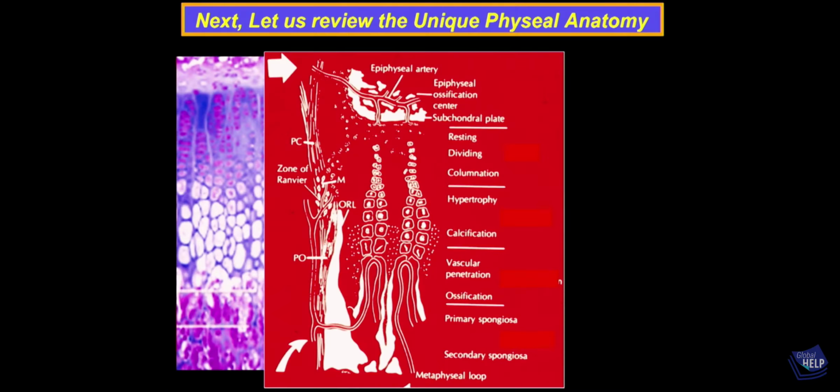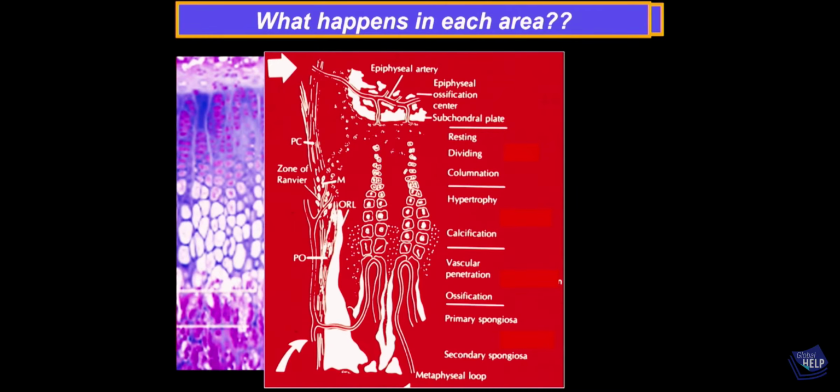So let's look at the unique physeal anatomy, and we'll look at each part of the physis. This is the physis. The physis is so-called the epiphyseal plate or the growth plate. But the technical term, the best term, is physis, which comes from the Greek word physis, to produce. So what happens up here on the epiphyseal side? What's unique about that? The blood supply. That's exactly right. The blood supply comes in, and that's very, very critical.